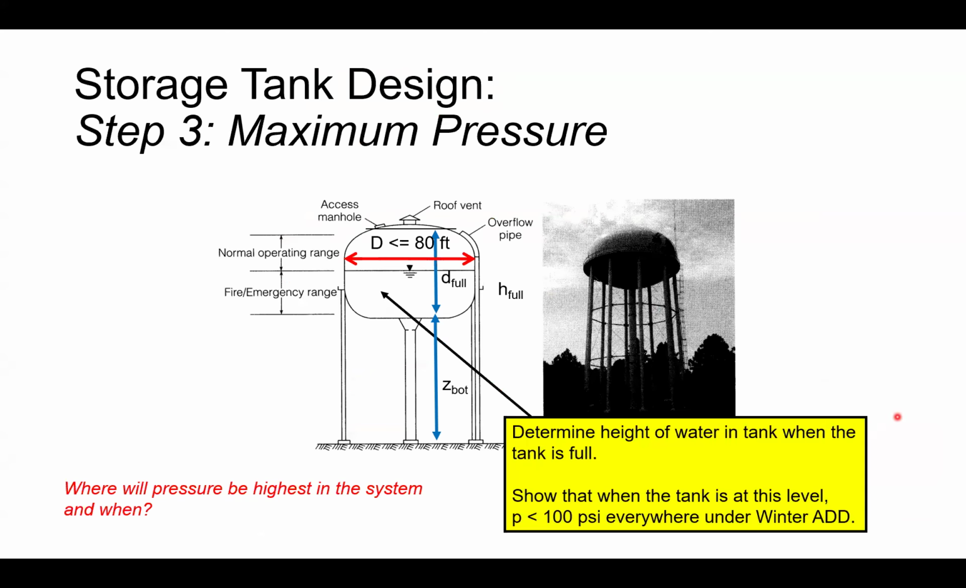All right, last scenario. This one is going to be where we've got a full tank. So the full volume is in there. You've got your diameter and height from the last scenario. And now you basically kind of need to refine everything so that you don't exceed 100 psi in the system. So a question to ponder is, where will the pressure be the highest in the system and under what condition?